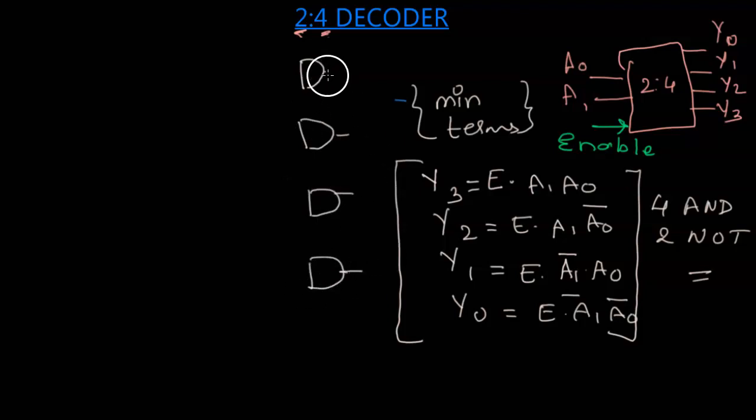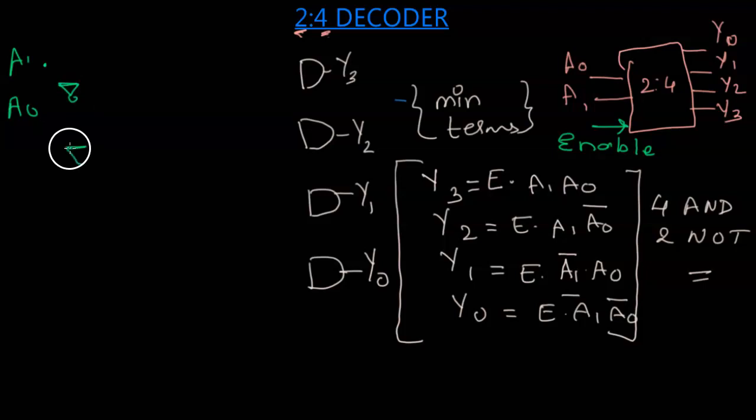Each of these is for my separate outputs: Y3, Y2, Y1 and Y0. Now we have 2 inputs, A1 and A0, and we have 2 NOT gates. So one NOT gate and the other NOT gate. And we have E for enable. Because enable is 1 for all of them, let's just give enable. There we have the enable signal.